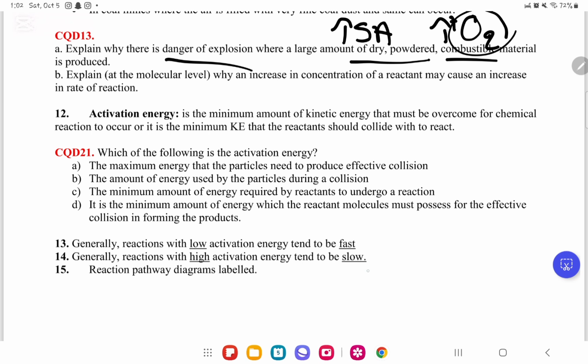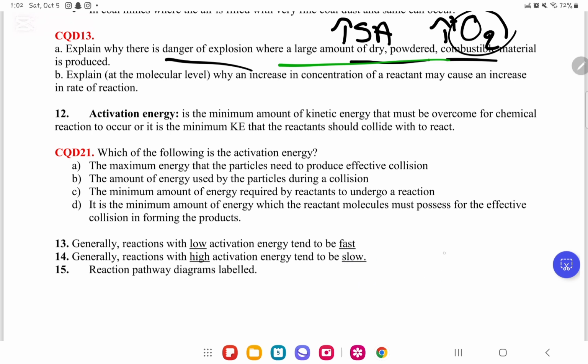So again, I will re-explain it. We have a large amount of dry powder, that means we have a large surface area. Combustible means it will react with O2. So because they are very tiny particles, they have a large surface area, they will react faster with the O2, and then they will produce an explosion.